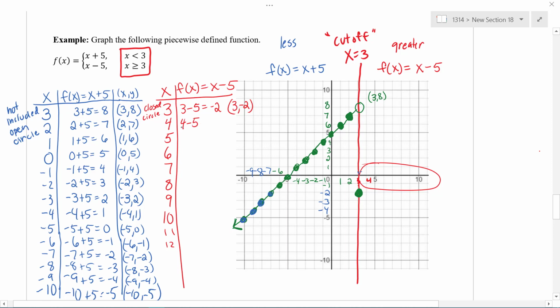Okay, so let's find some of these. So that's an x value of 4, that would be 4 minus 5, that gives me a negative 1. So 4 comma negative 1. X value of 5, that's 5 minus 5, I get 0. So we're going to plot 5 comma 0. X value of 6, that's 6 minus 5, that gives me a positive 1. So I get 6 comma 1. So let's plot those points and see how far we get.